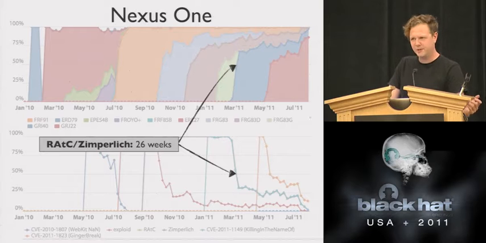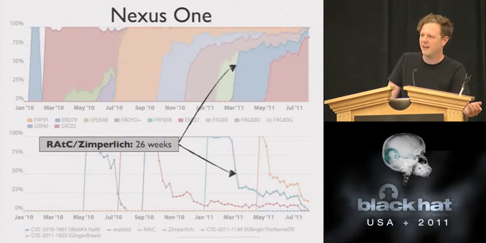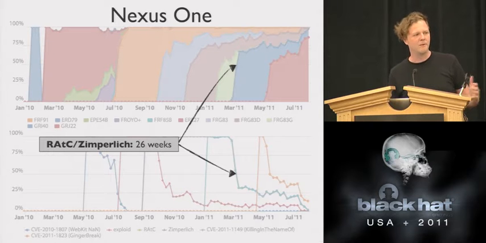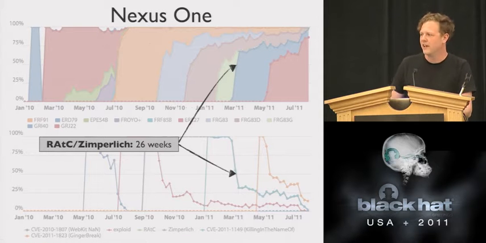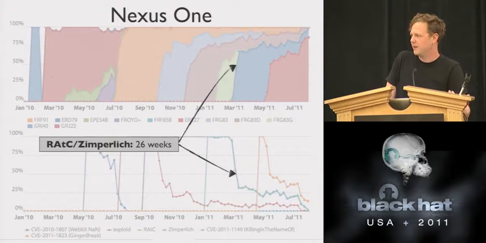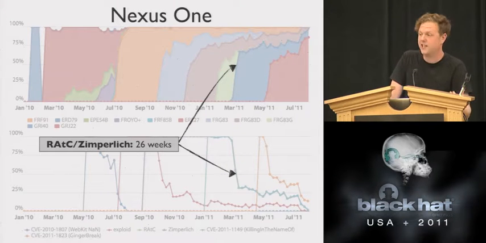Rage Against the Cage and Zimperlich are going to tend to track each other pretty closely because, while I think they were patched a ways apart, the public releases that they were actually fixed in are really along the same lines. So you tend to see one is prevalent until they both disappear. And it took basically 26 weeks for half of the devices out there to check in on a revision that we call patched.